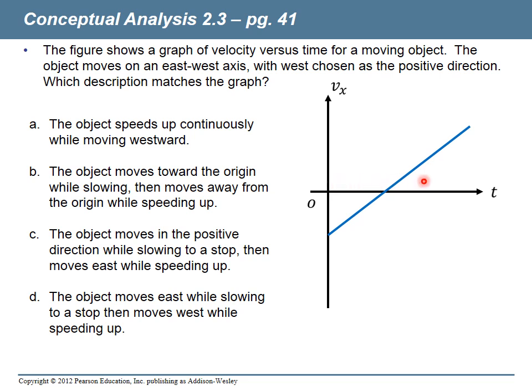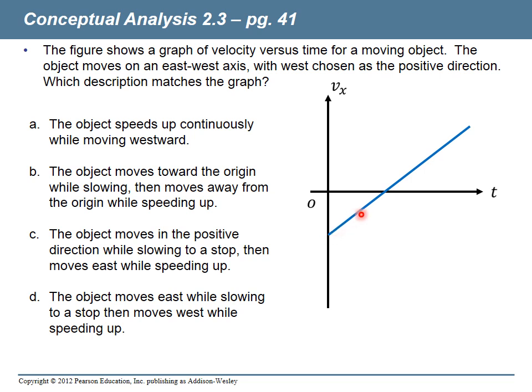So it would need to be in this first quadrant, in this region up here, to be continuously moving westward. So that one's not quite so good. What is it actually doing here? It starts out moving east, with a pretty significant eastward velocity. It's very negative, a large eastward velocity.